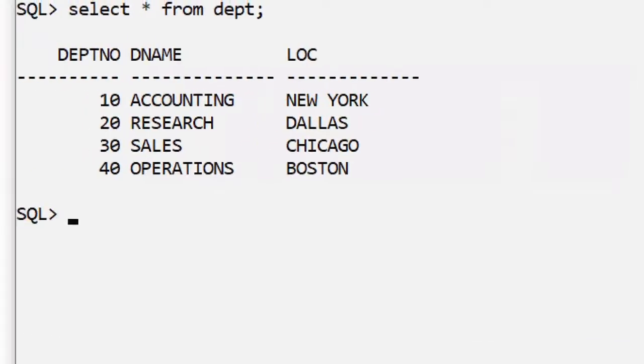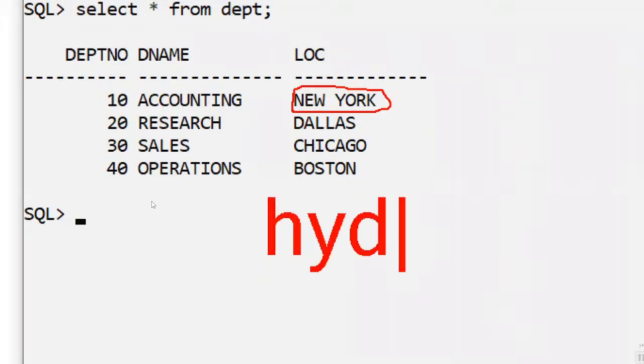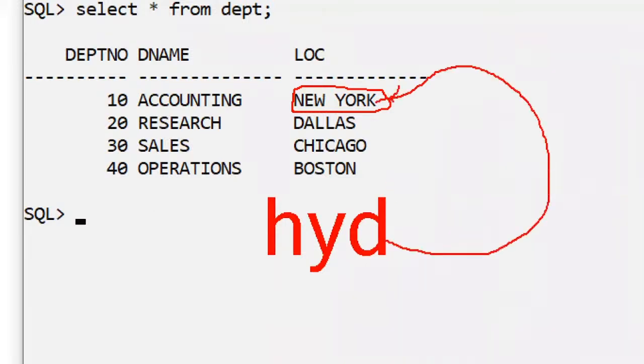Once this data is there permanently, how do we operate it? By using the SQL language. What is data, what is information? We will learn later. Observe here, New York is a city, for example. In my project, today I want to change this New York location into Hyderabad. I want to change it in this relational database.